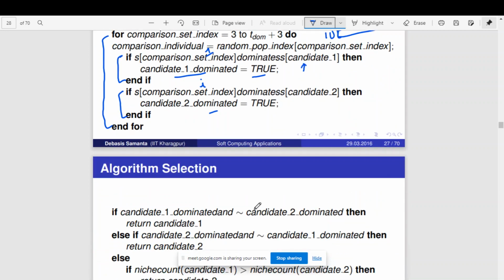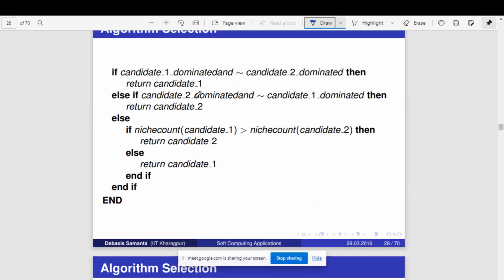So after coming out, if candidate 1 dominated is true, which means somebody is there to dominate. If candidate 2 is not dominated, meaning nobody is dominating candidate 2, it returns candidate 1. So it says that candidate 1 is the loser. Else if candidate 2 dominated is true, that is, it is dominated and candidate 1 is not dominated, then it returns candidate 2 as the loser.